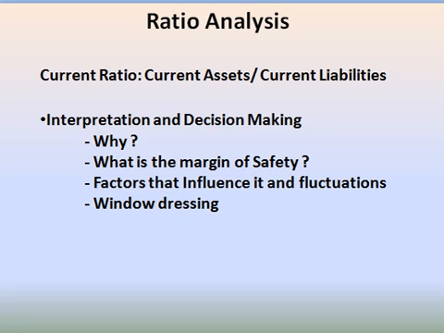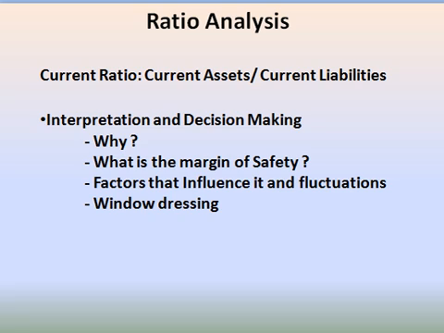Some of the factors which generally influence the current ratio are the speculative nature of the business, its seasonal character, the credit period required and allowed, what is the trend in the business, what kind of business environment it is.